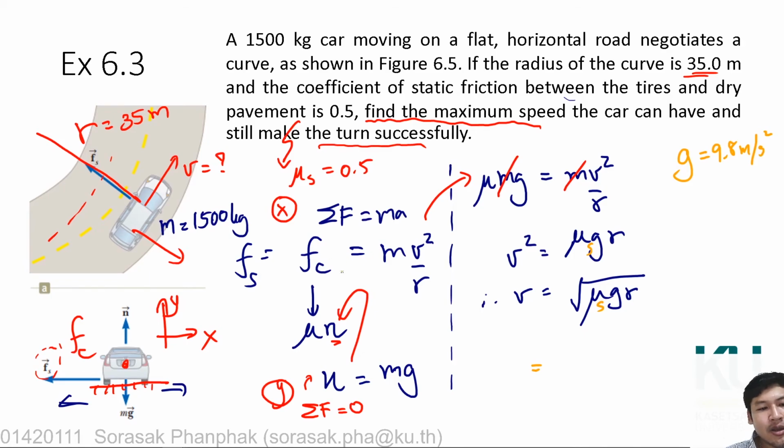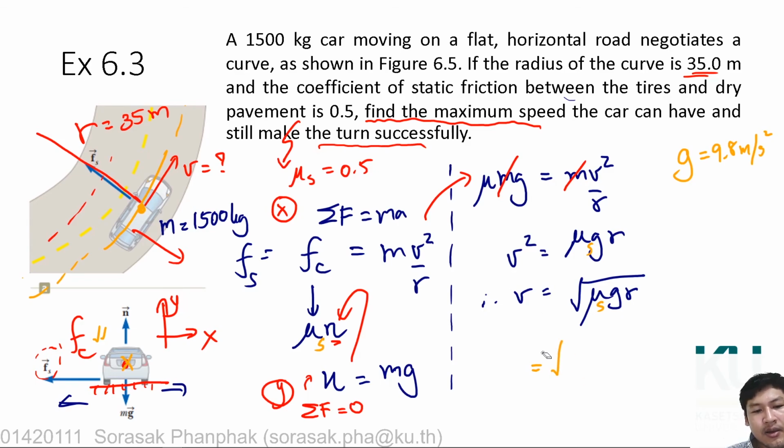Some may ask, why not use mu k in this case? Because this object is moving only along this path, and it stays still along the x-axis. There's no acceleration toward this part. The only thing happening is the centripetal force maintaining the object's circular motion. This car is moving in a circular motion.